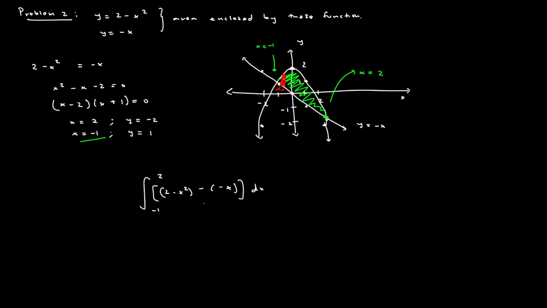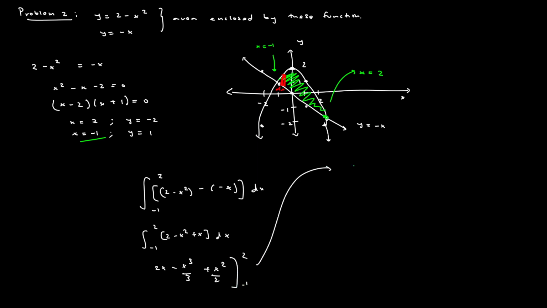The integral simplifies to the integral of 2 minus x squared plus x dx. Solving for the integral, we get 2x minus x cubed divided by 3 plus x squared divided by 2 on the interval of negative 1 to 2. Let me finish the rest over here.